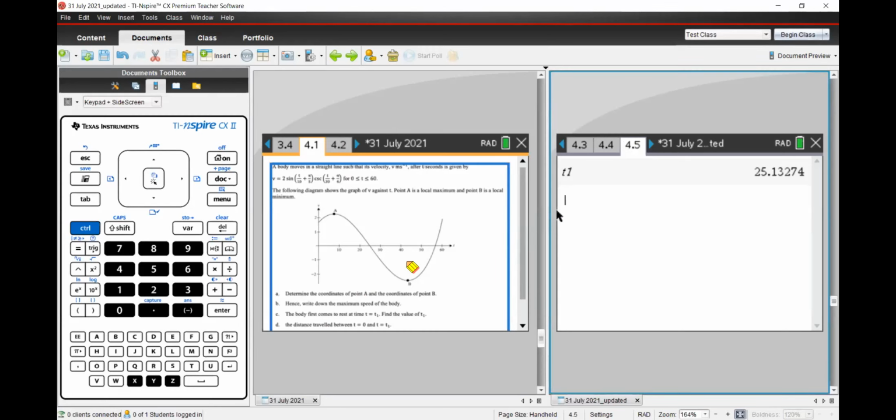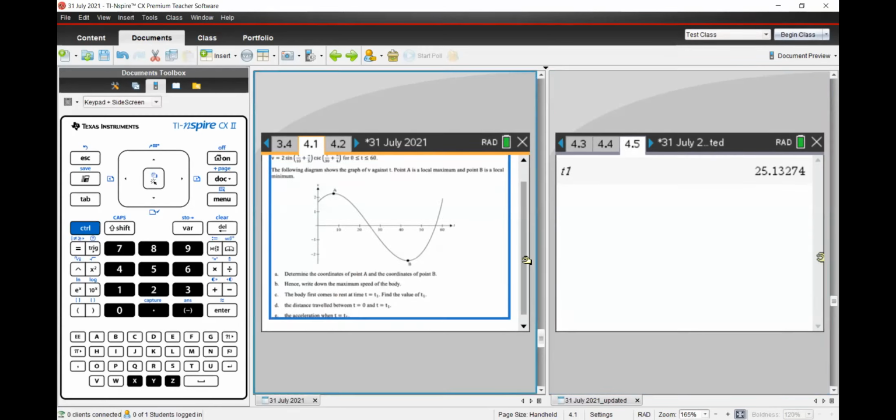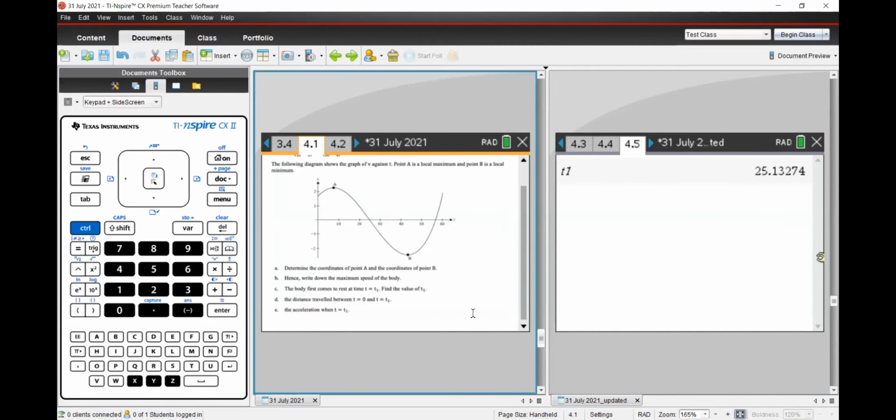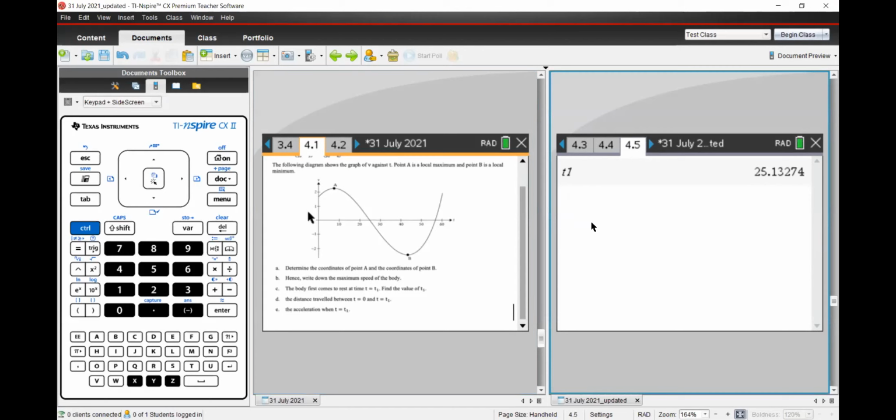Now in the D part, it says find the distance traveled between t equals 0 and t equals t1. So this is the velocity function. It is not the distance function, and not a speed function, but a velocity function. So how would we find the distance traveled? Between just 0 and t1, there is no turning point, so we just have to integrate.